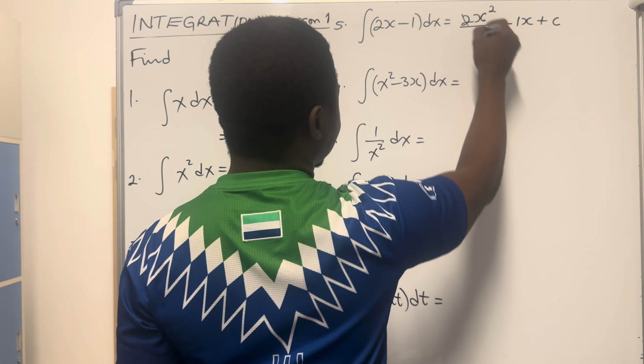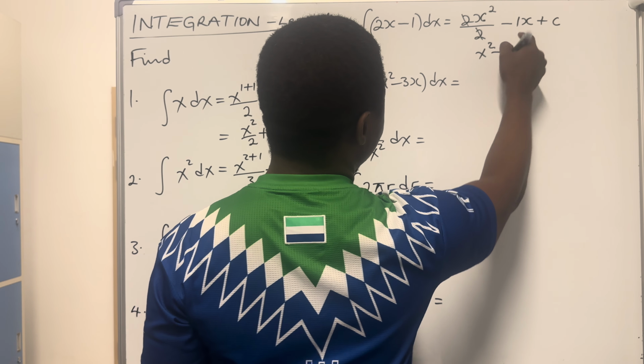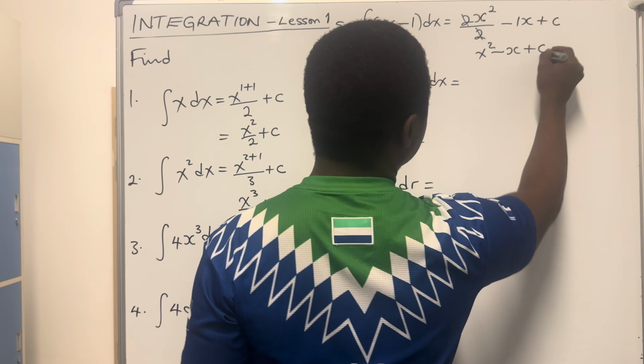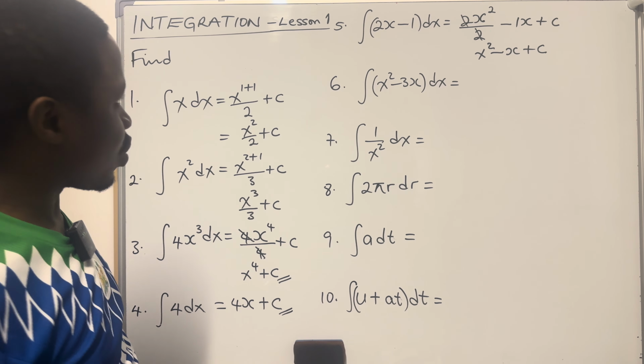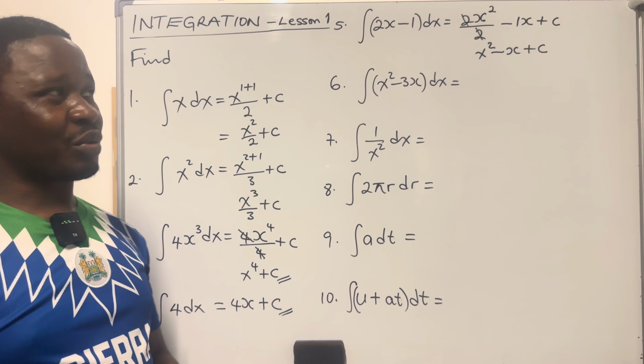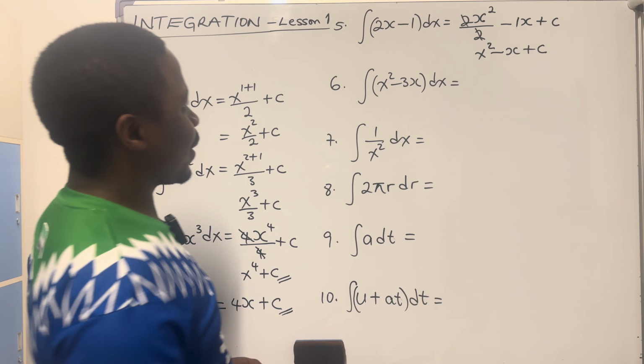So this takes away this. X squared minus x plus c. This c is what we call the arbitrary constant. We call it arbitrary constant.